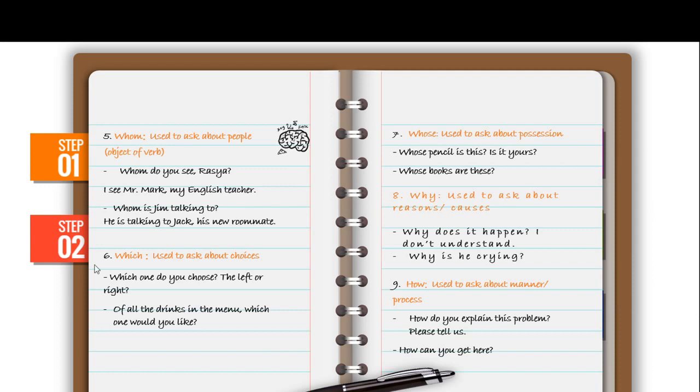And the second example, whom is Jim talking to? He is talking to Jack, his new roommate. You are asking about Jack, and Jack here is an object, right? Get it?